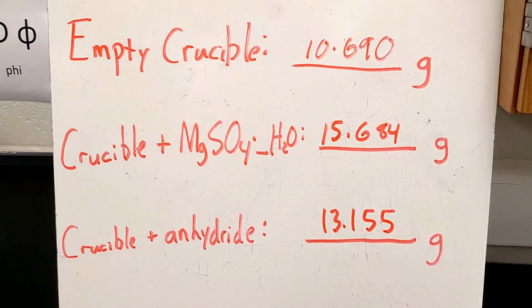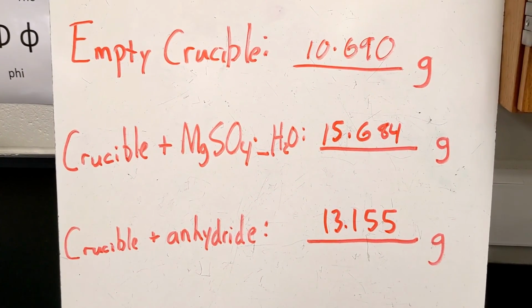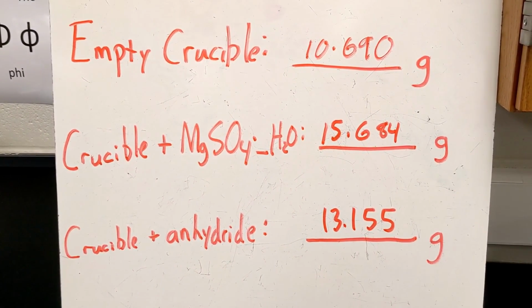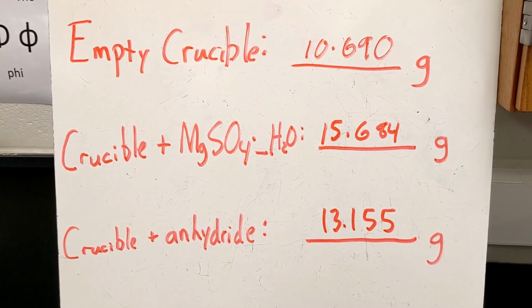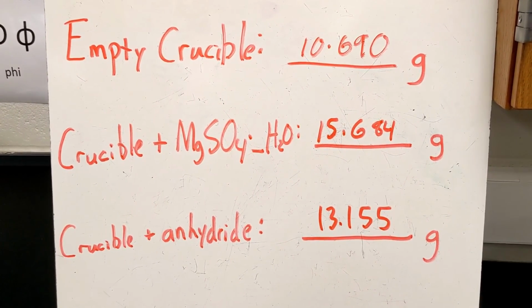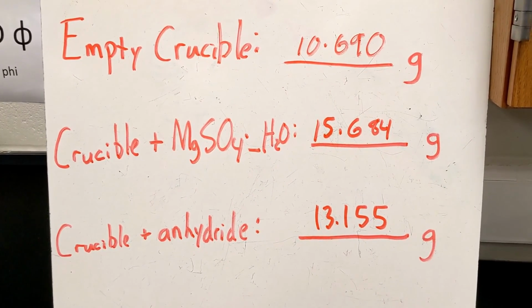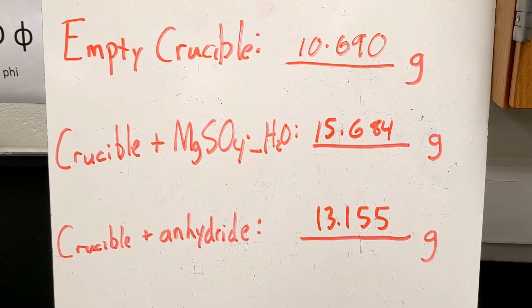So, using this information, see if you can calculate the formula of the hydrate. And you need to make sure that you subtract out the mass of the crucible from each of these weights that we have done. Good luck.